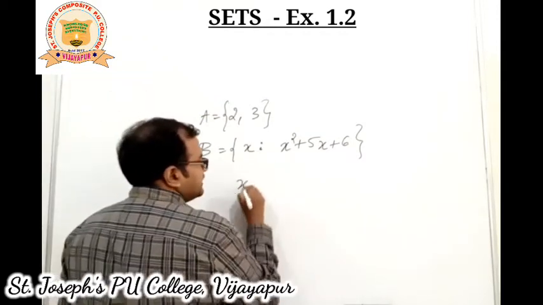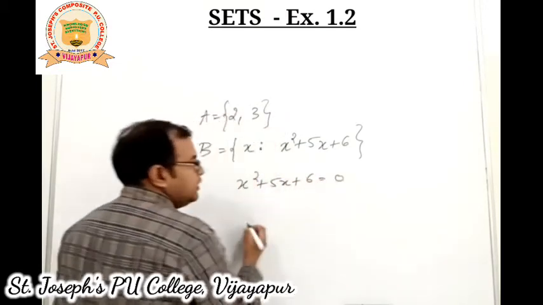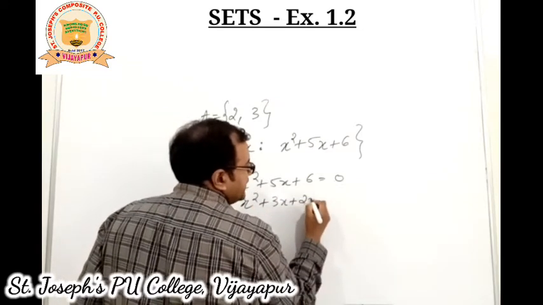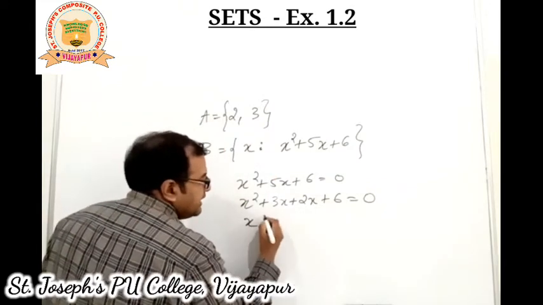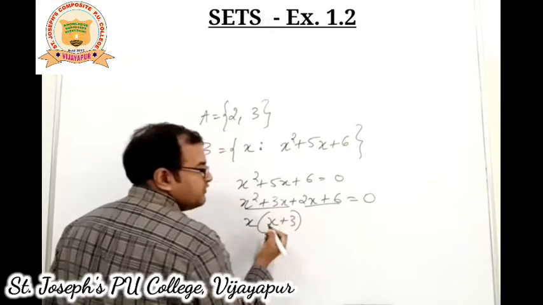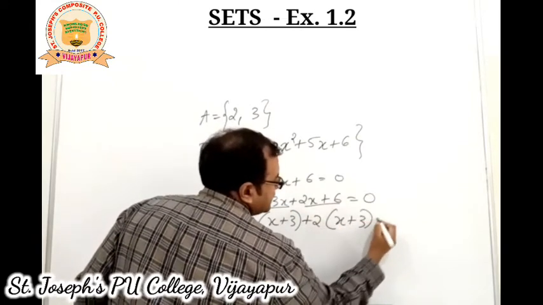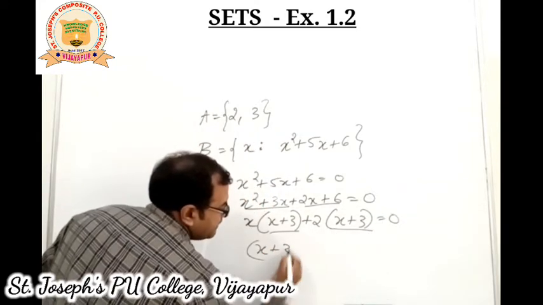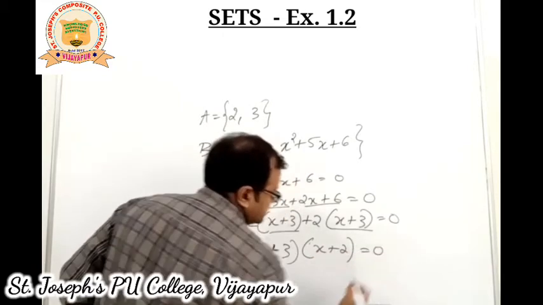So, let me solve that. x square plus 5x plus 6 equal to 0. Splitting this further, it is x square plus 3x plus 2x plus 6 equal to 0. Here x into x plus 3 from the first part, and from the second part 2 comes out, so x plus 3. Now, x plus 3 is common. So, x plus 3 into x plus 2 is equal to 0.